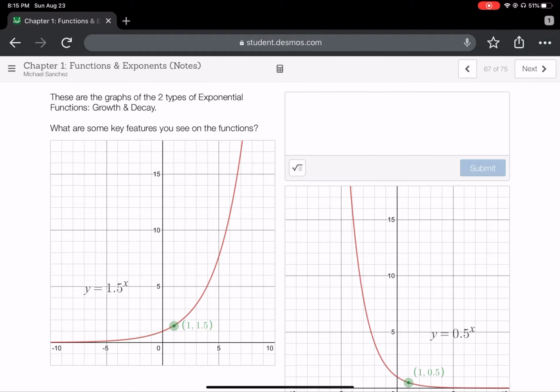All right, so these are the graphs of the two types of exponential functions, growth and decay. We're going to talk about some of the features that we see on these functions. If we look at the graph on the left, this is the graph of y equals 1.5^x. That is the exponential function.